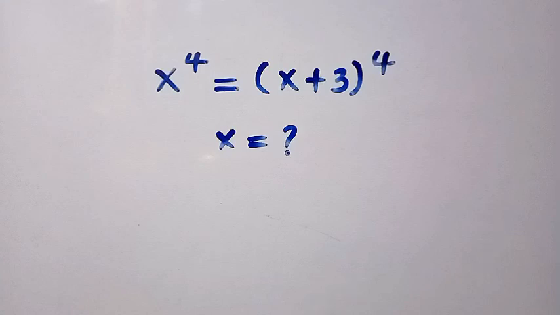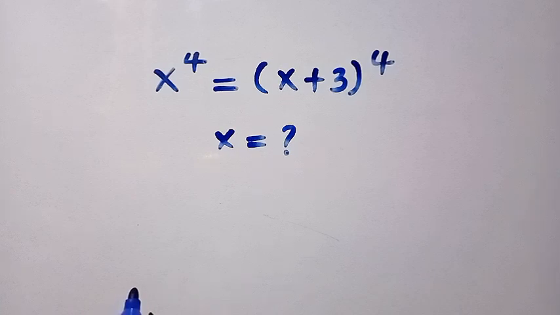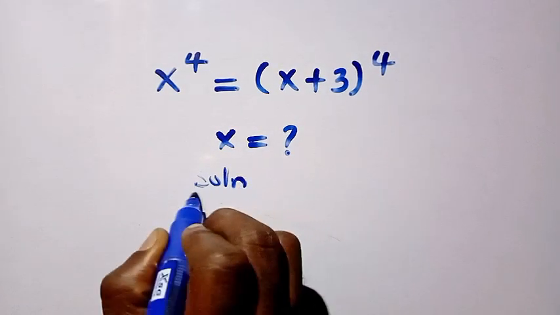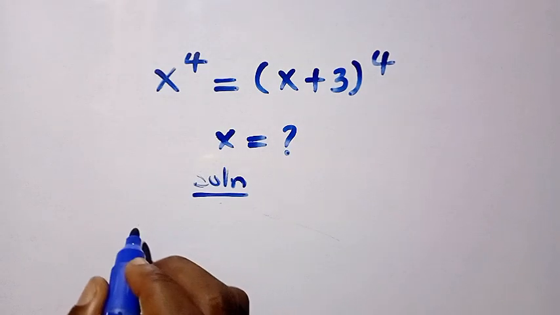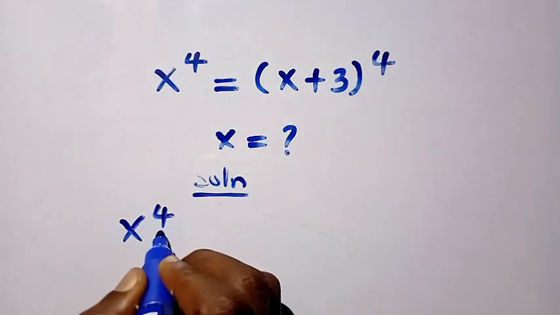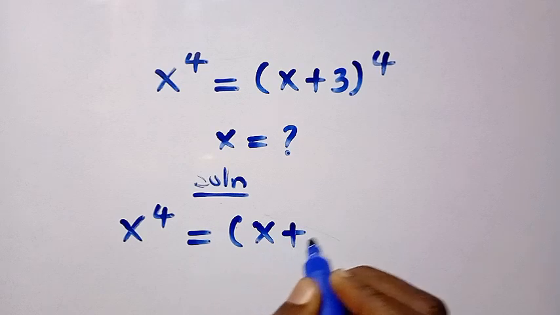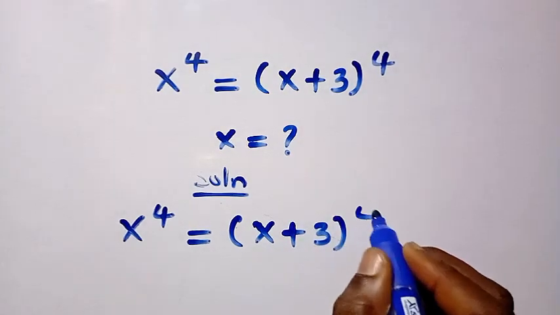How to solve this nice algebraic equation? We have this in a quadratic form: x to the power of 4 equals (x + 3) to the power of 4. To solve this, we consider the solution first. Here from the question, we are given x^4 = (x + 3)^4.